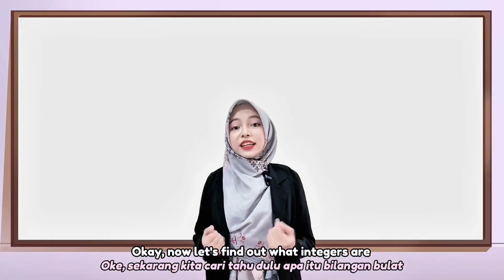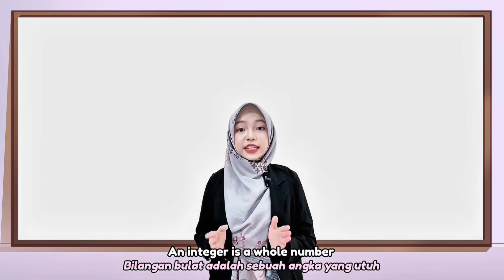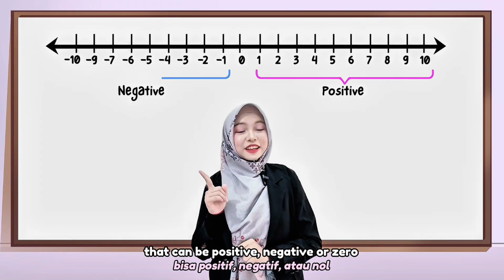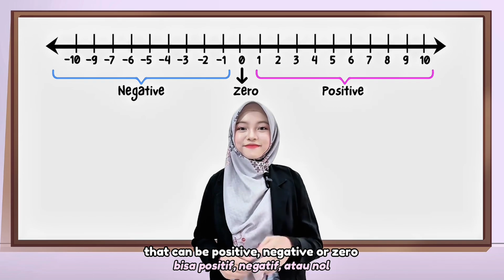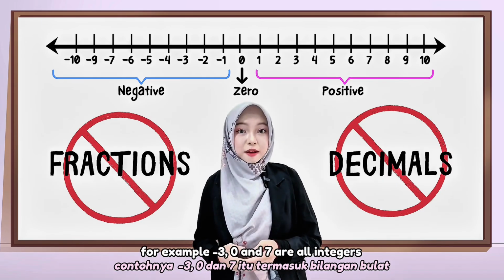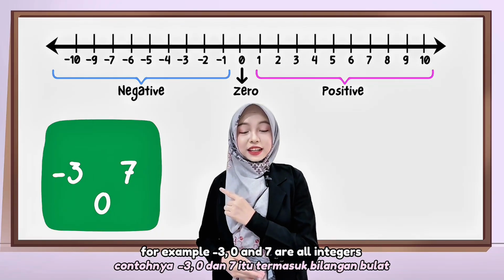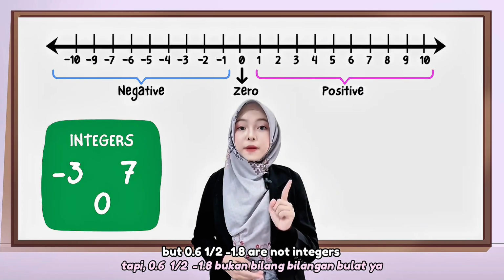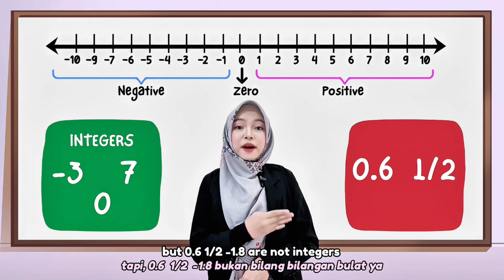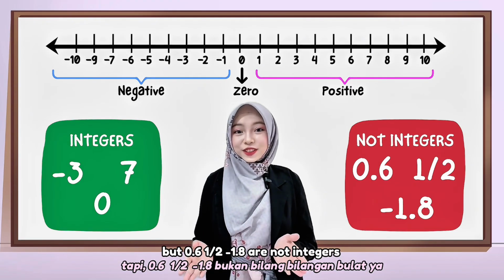Okay, now let's find out what integers are. An integer is a whole number that can be positive, negative, or zero. It doesn't have fractions or decimals. For example, minus 3, 0, and 7 are all integers, but 0.6, a half, and minus 1.8 are not integers.